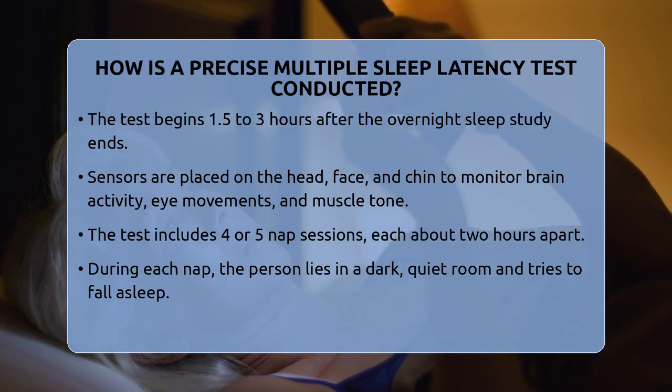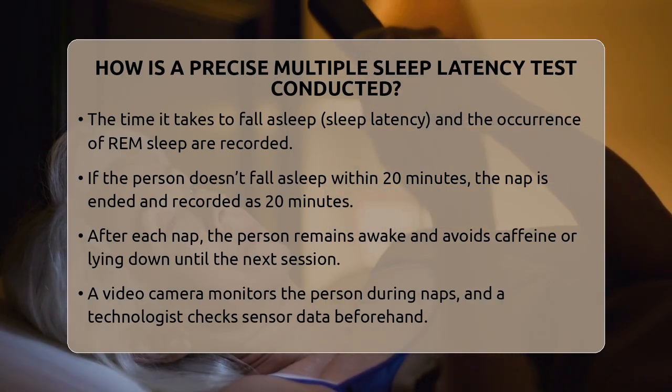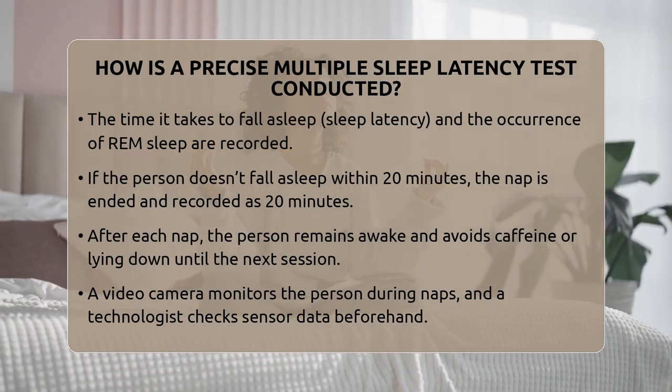During each nap, the person lies quietly in a dark, quiet room and tries to fall asleep. The lights are turned off, and the sensors record how long it takes to fall asleep, called sleep latency. They also check if REM sleep happens soon after falling asleep.